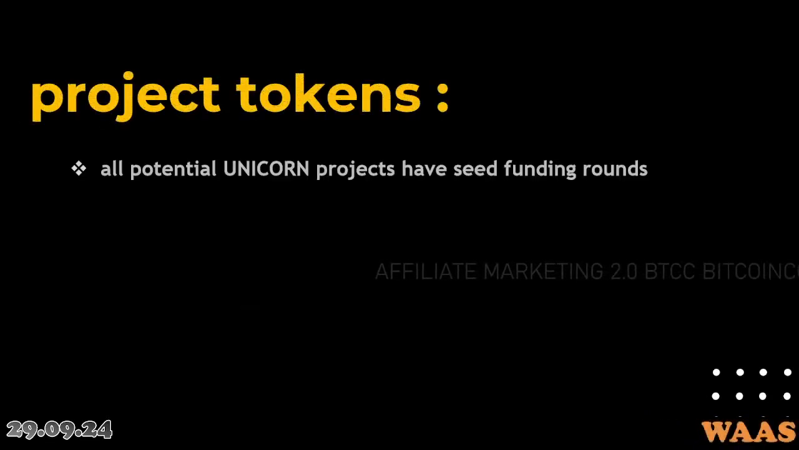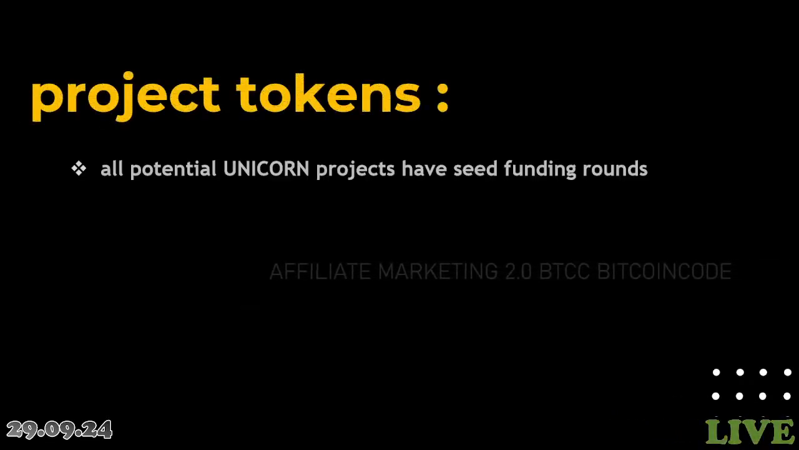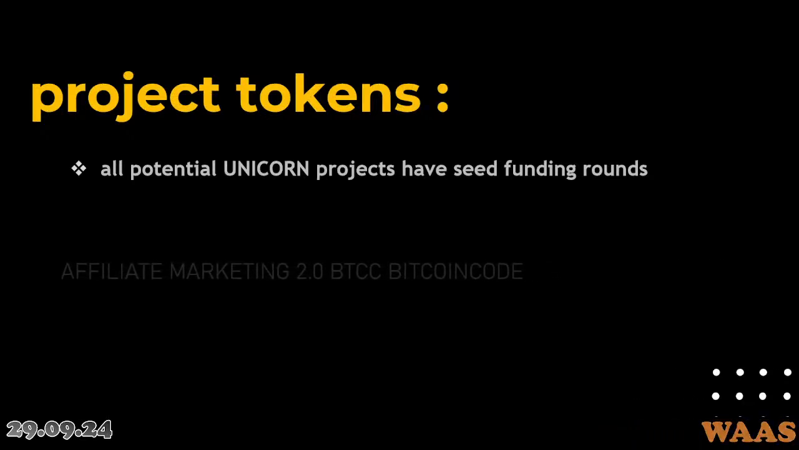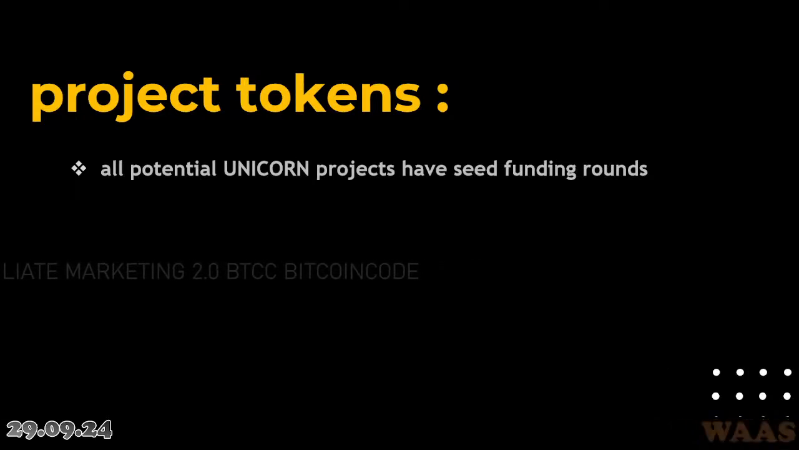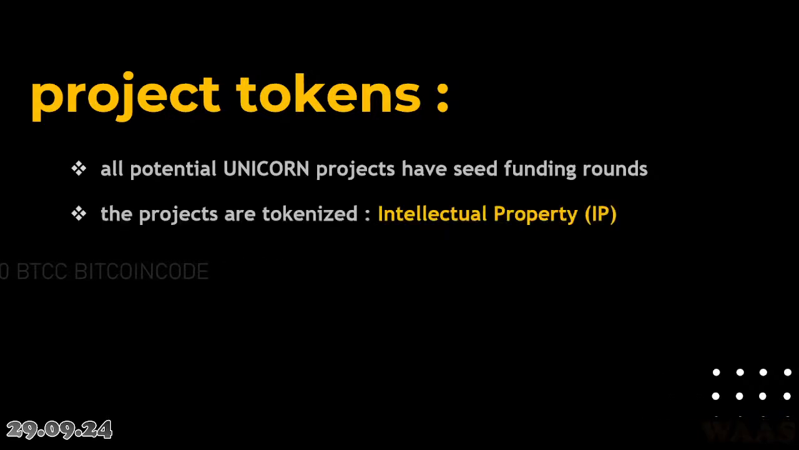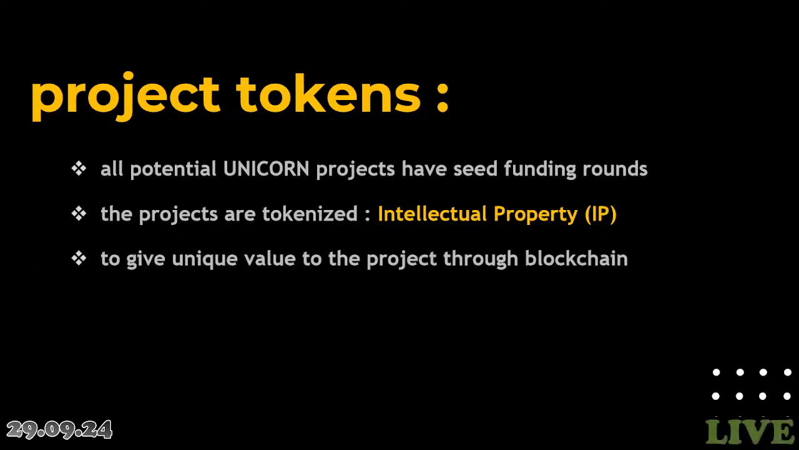Okay. Now, what are project tokens? So like we know, we have potential unicorn projects. These potential unicorn projects need funds for their development, for their research. And for this reason, they often release funding rounds in which they take investments from the seed funders or the top tier funds. The projects are tokenized, in fact, in the crypto systems or the blockchain technologies, and these are called intellectual properties. So for example, XRP is on blockchain, but it's a technology in blockchain. And the project was tokenized and XRP was released as a coin, right?